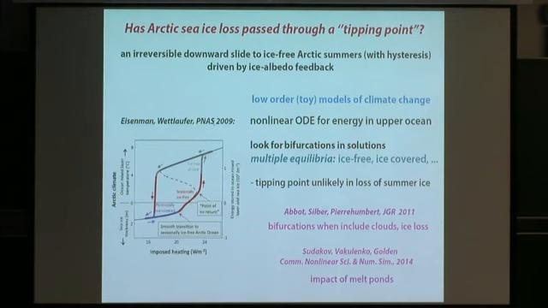When you say robust, is that good for us or bad for us? Bad for us, in the sense that there might be a tipping point in the loss of summer Arctic sea ice. That's the point.